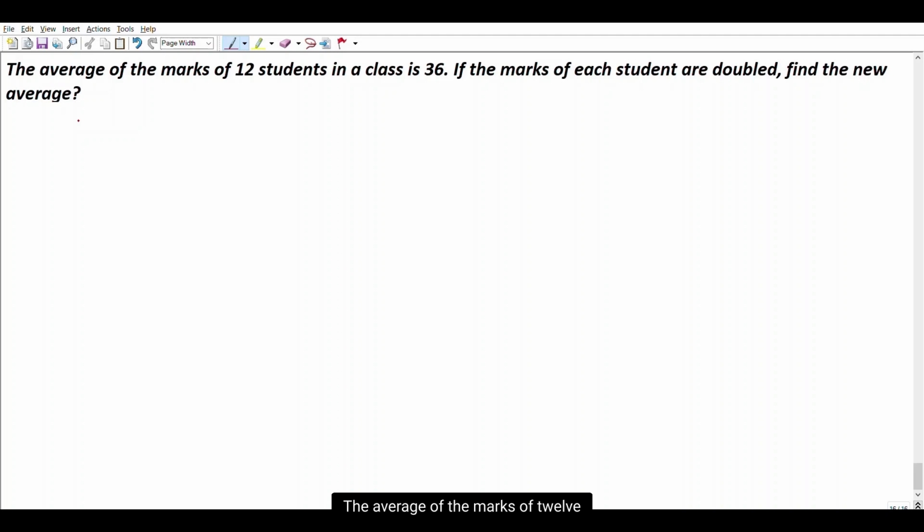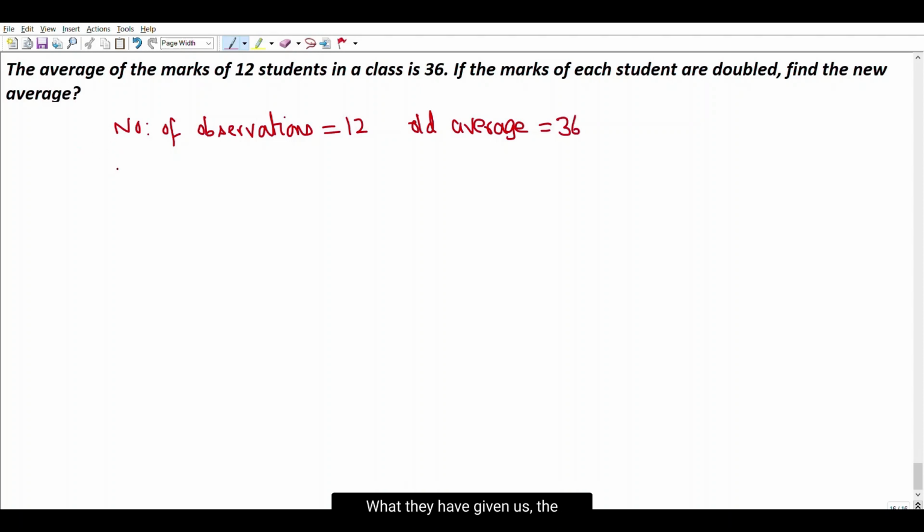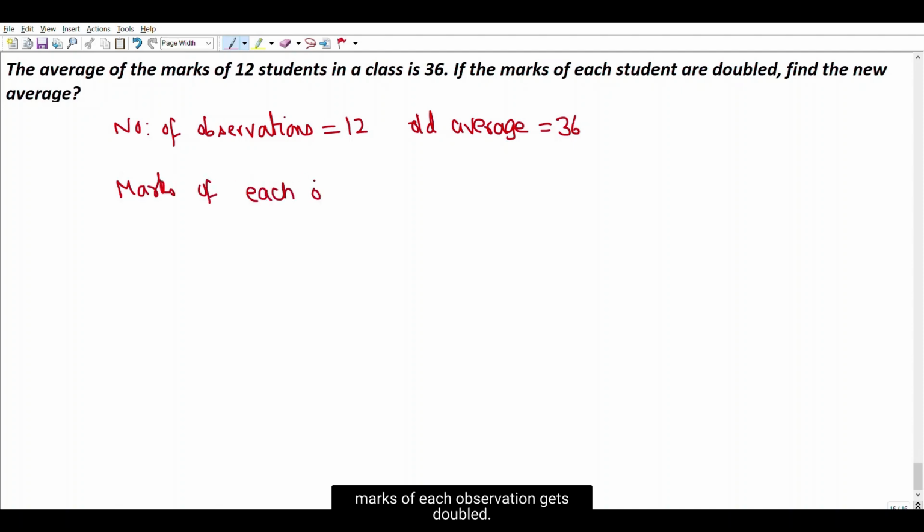The average of the marks of 12 students in a class is 36. If the marks of each student gets doubled, then what will be the new average? So it has been given that number of observations is equal to 12. Old average is equal to 36. What they have given is the marks of each observation gets doubled.